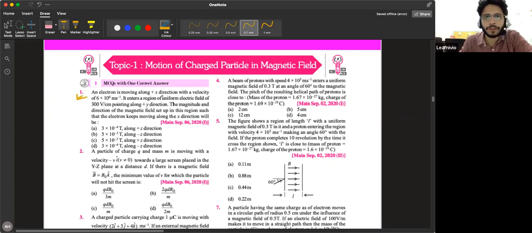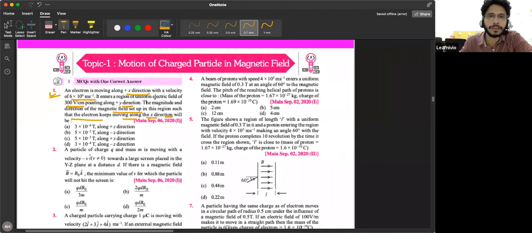So you have an electron moving along the positive x direction with a velocity of 6 × 10^6 meter per second. It has a region of uniform electric field of 300 volt per centimeter pointing along the y direction. The magnitude and direction of the magnetic field set up in this region such that the electron keeps moving along the x direction will be. If you look at this question very carefully, just note this question, then we'll start the calculations.